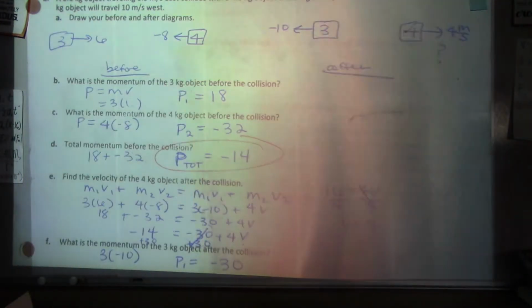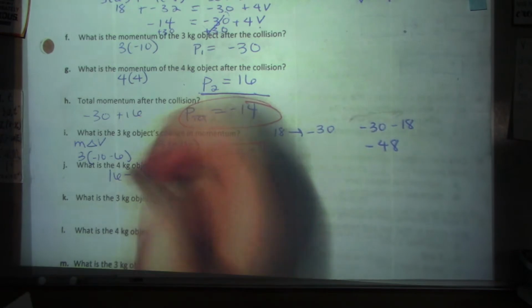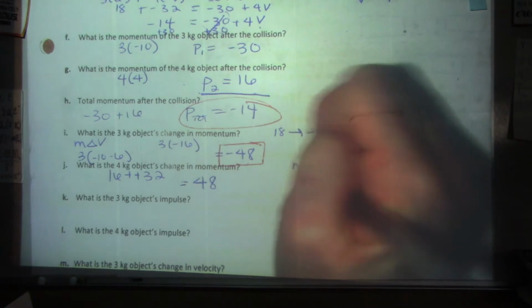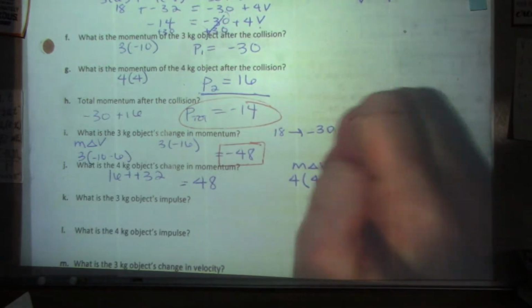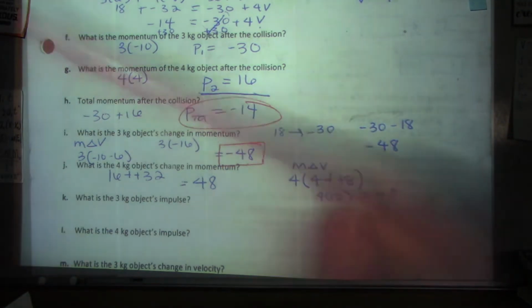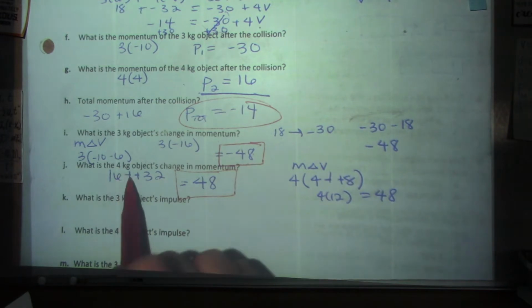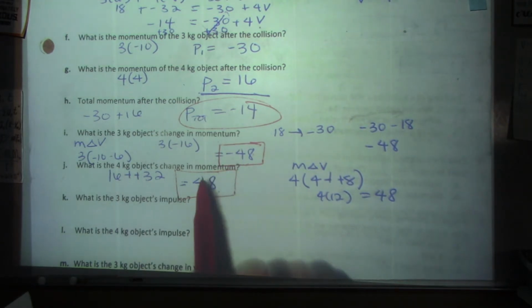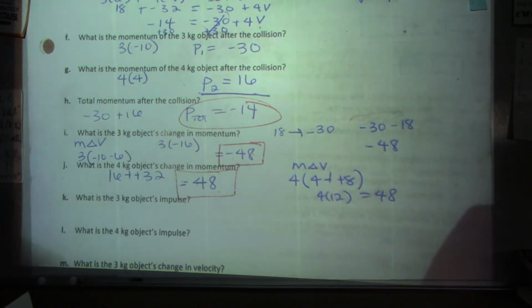Change of momentum for the 4 kilogram. It started with negative 32 and it ended with 16. So final minus initial. When you subtract a negative, that becomes positive. So I get positive 48 as the change of momentum. Or I could do m delta v. It has a mass of 4. Final velocity was 4 minus the initial velocity of negative 8. So that becomes 4 times 12, which again is positive 48. And you'll notice that this object's change in momentum is the same as the other object's change in momentum. It's just that one is negative and this one is positive, meaning that one is losing 48, whereas this one is gaining 48 units of momentum.